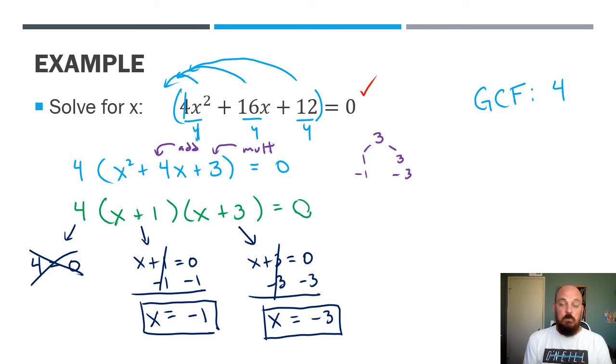And we did it by doing both types of factoring. We factored out the 4 first, that was common terms. And then we did the quadratic factoring second by finding the numbers and figuring out our two factors are x plus 1 and x plus 3.